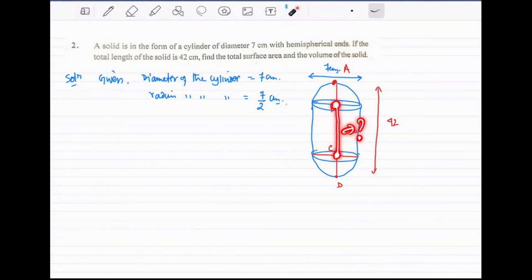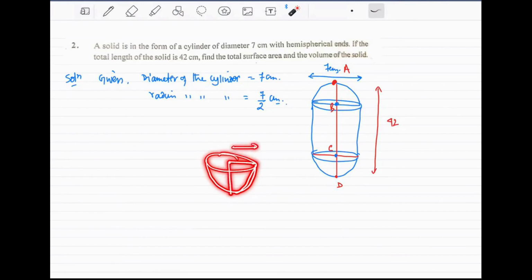What is given is the total length, which is A to D. A to D is given. What we want is the height of the cylinder, which is B to C. How to find out B to C? How much is AB actually? When I draw a hemisphere, I just told you in the beginning of today's class, this is equal to this, right? If this is 7 centimeter, this will also be 7. If this is 5, this is also 5.